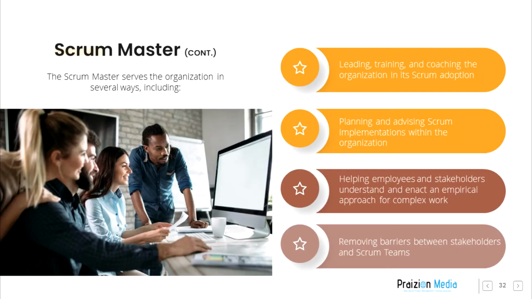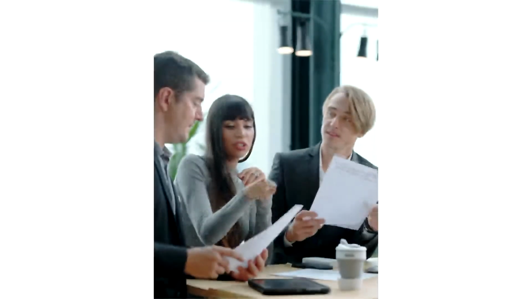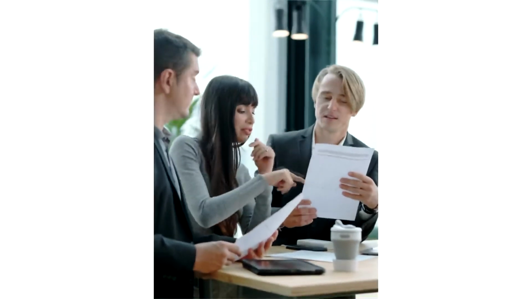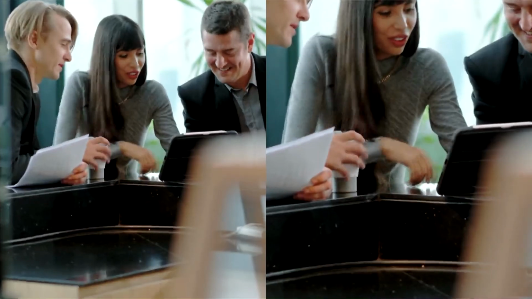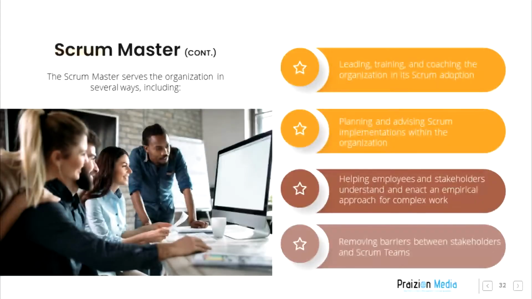The Scrum Master serves the organization in several ways, including leading, training, and coaching the organization in its Scrum adoption, planning and advising Scrum implementations within the organization, helping employees and stakeholders understand and enact an empirical approach for complex work, and removing barriers between stakeholders and Scrum teams.